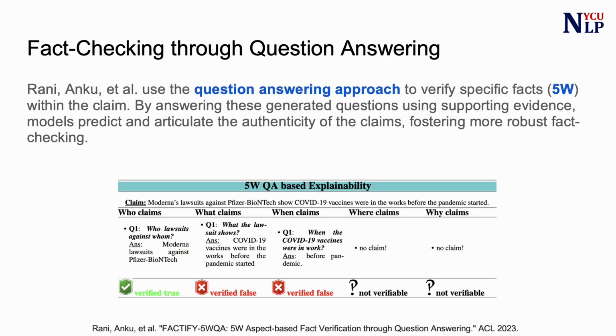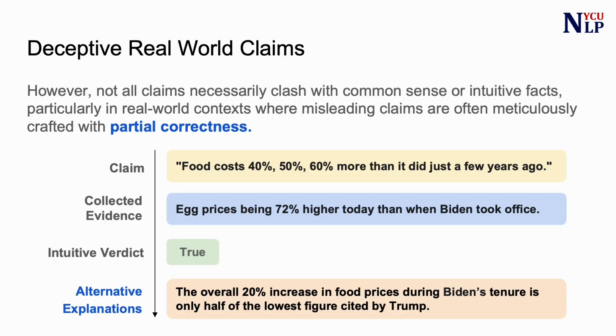In a prior work, Ronnie et al. used question-answering approach, specifically asking 5W questions to verify the authenticity of claims. However, not all claims fail to satisfy intuitive facts. For instance, the claim, food costs 40%, 50, 60% more than it did just a few years ago. It seems to be true if we simply consider the evidence that egg prices being 72% higher today than when Biden took office. Nevertheless, the result might be different if we look at the alternative explanation that the overall 20% increase in food prices during his tenure is only half of the lowest figure cited by Trump and one-third of his highest figure.